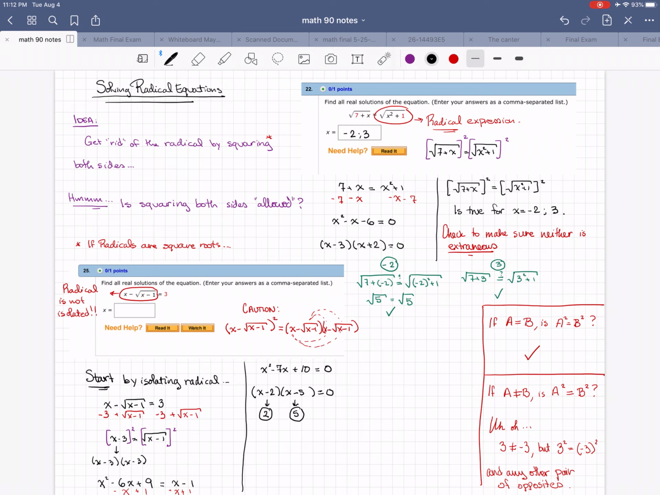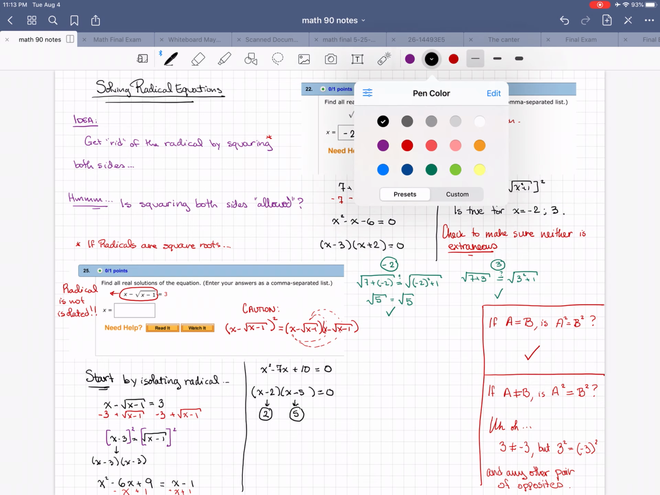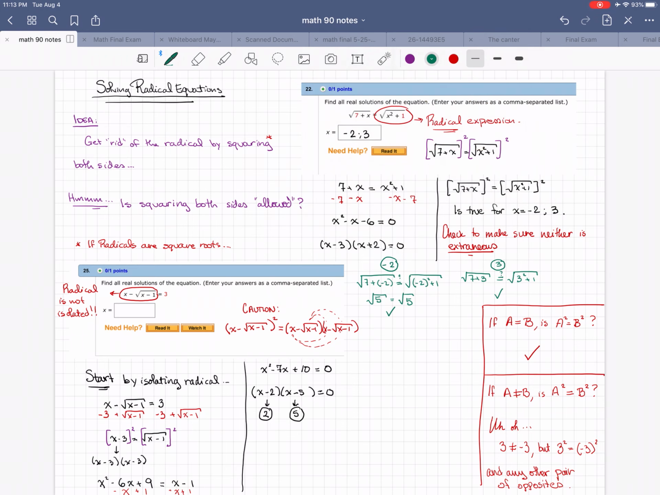Now, remember, I didn't write it all out the way that I did in the other example. But what we found at this point is that when x is 2 and x is 5, the squares of the two sides of our equation are equal. But as we saw in our mini discussion, just because the squares of two numbers are equal doesn't mean that they were equal to begin with. So just like before, we're going to go ahead and check for extraneous solutions.